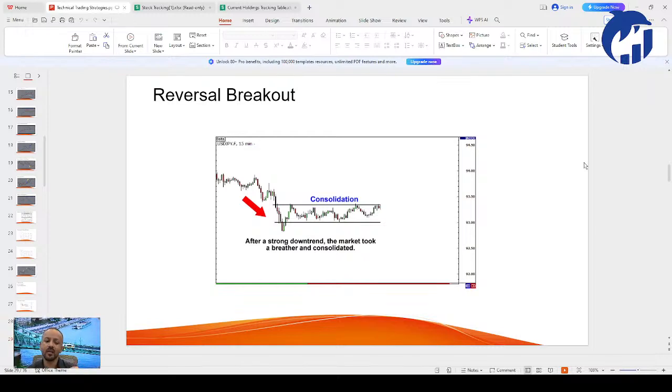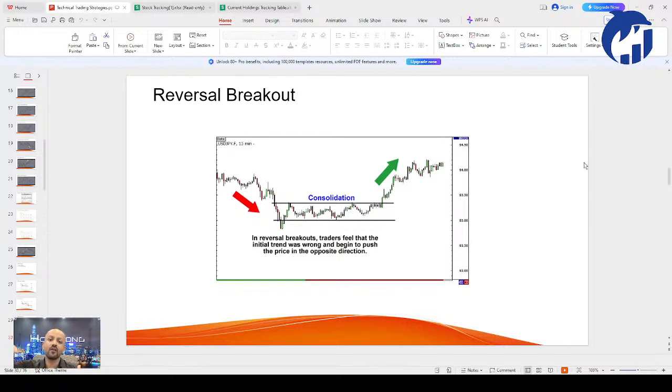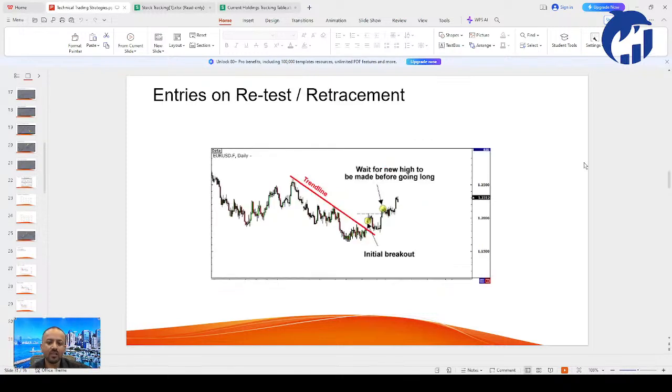Whereas when we talk about reversal, continuation patterns and reversal patterns, here you can see the swing has been bearish. The prices have started to consolidate sideways, eventually closing out and reversing the trend, right? So these are reversal patterns, right? In this case, it's a reversal breakout.